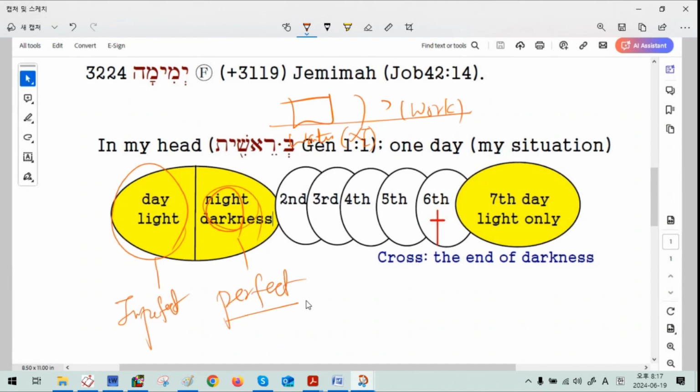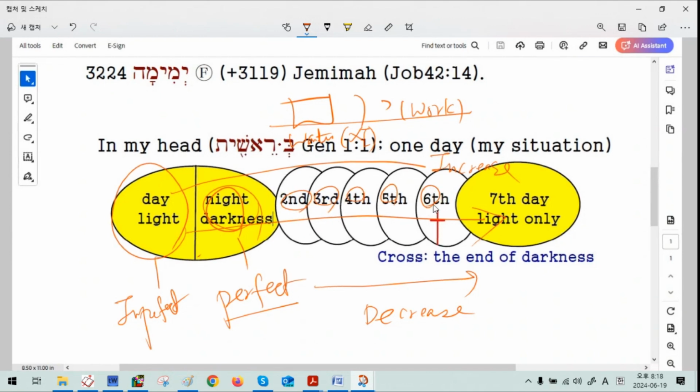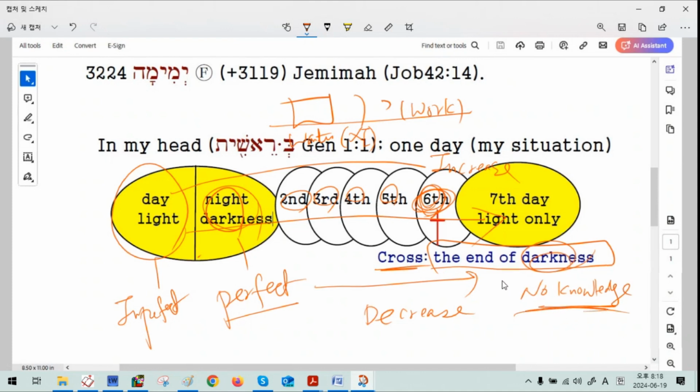Then night and darkness perfect status needs to be decreased, right? And then day and light is increased, right? As the day moving over. 1 day, 2nd day, 3rd day, 4th day, 5th day, 6th day is the day Christos Jesus is born and then crucified. Crucifixion is the end of darkness. What is the darkness? No knowledge, right? No knowledge of God. That is the ending point. Then 7th day is what? Light only, day only, right?